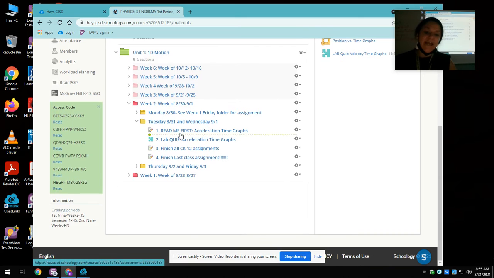So the first one says, read me first. So we're going to do something very similar, the same thing we've done for position versus time graph. We've also done it for a velocity versus time graph. Our last graph is going to be acceleration versus time graph, right? We're going to explore with that a little. So I'm going to open it just so you can see what it looks like.